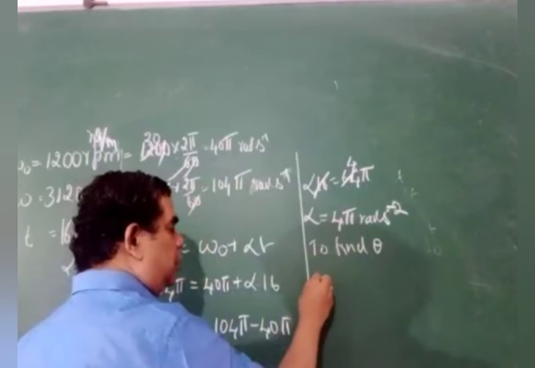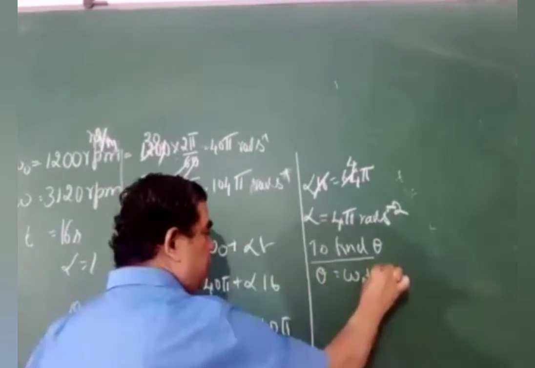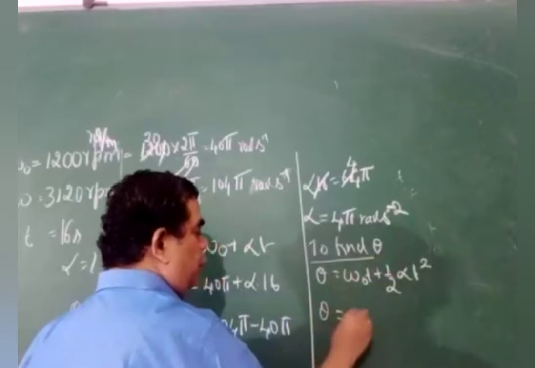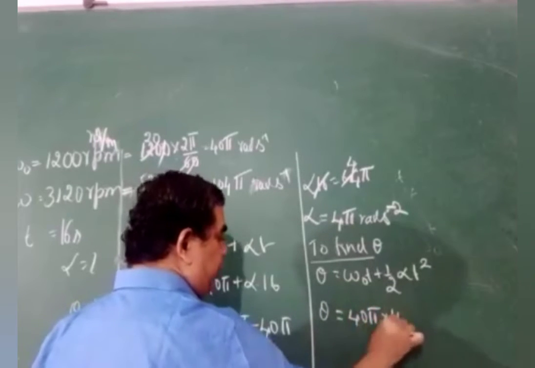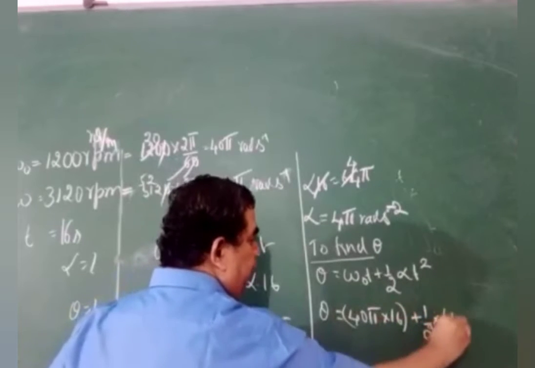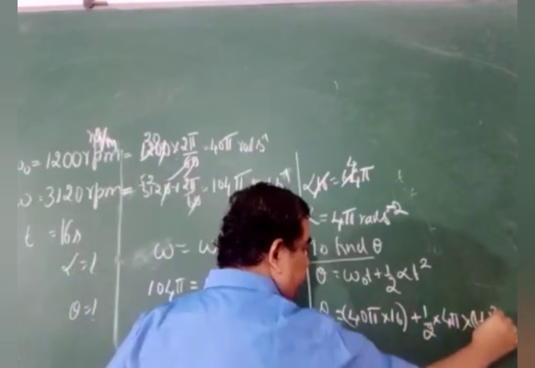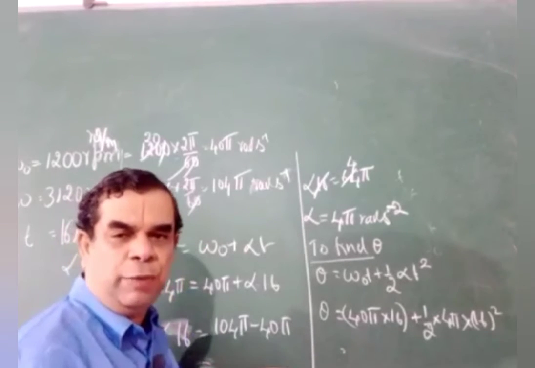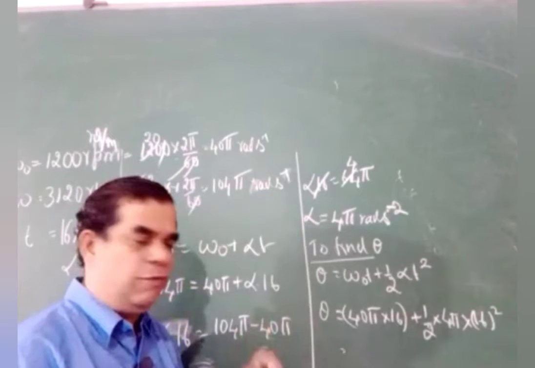So how to do that? We use the formula theta equals omega naught t plus half alpha t square. Substitute everything. Omega naught is 40 pi into 16 plus half into 4 pi into t square, 16 square. Do the calculations you will get. Keep the pi as it is. Don't substitute for pi. Pi can be substituted as 3.14 later on.